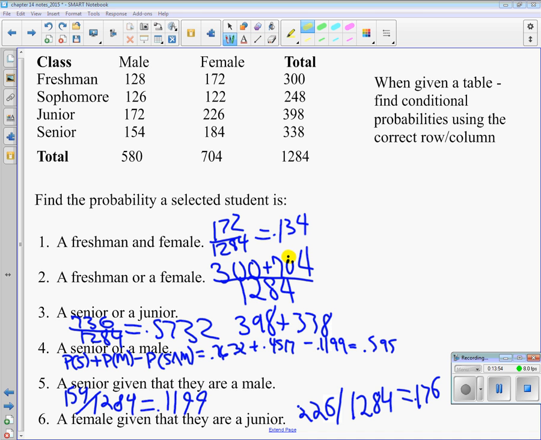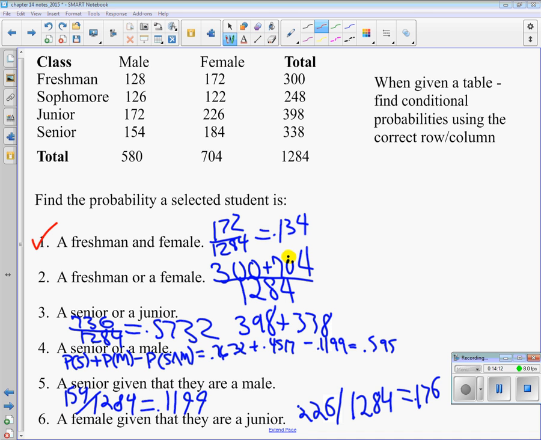So number 1, freshman and female. The "and" in a contingency table means I can just look inside, right? So freshman and female, we have 172 out of 1284. Awesome. Check. I agree with number 1. I'm not checking the dividing part. I'm just checking the fraction part.